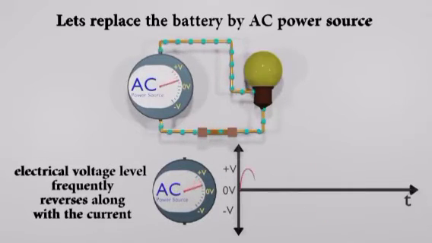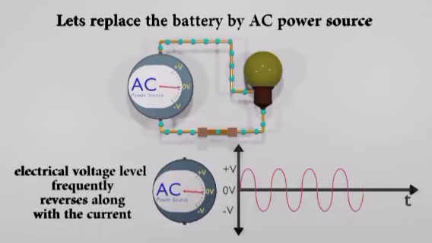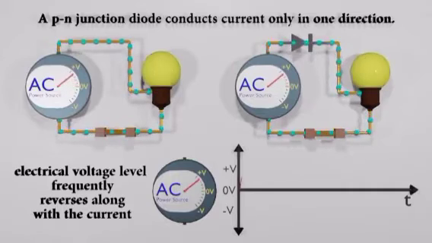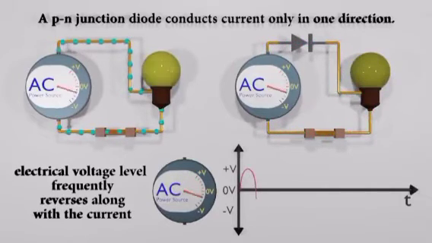When AC power is applied to a common incandescent lamp, it turns on and off repeatedly like this, but this happens so fast that we can't see the process. Let's see what happens after adding a diode into the circuit. As you can see, diodes only allow current to pass through when forward biased.